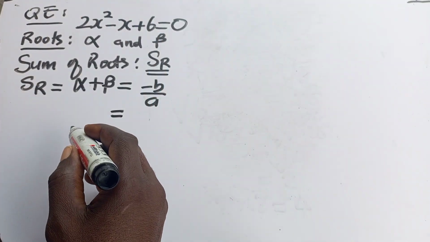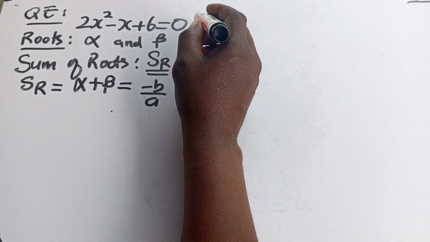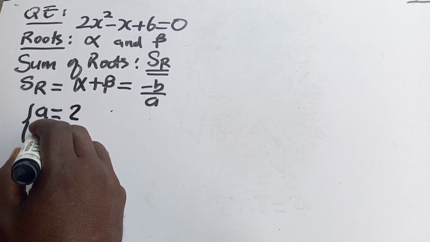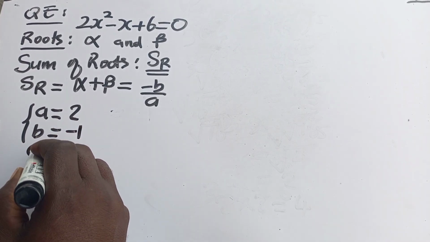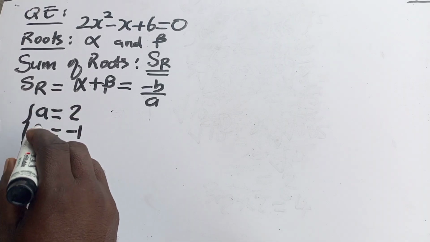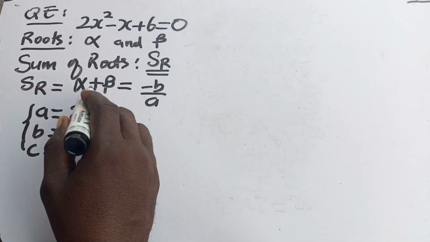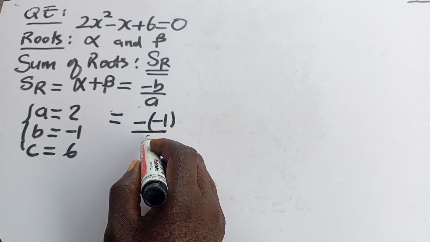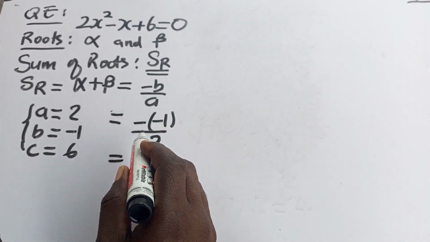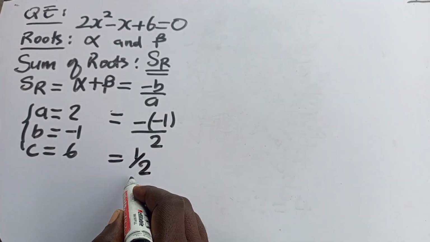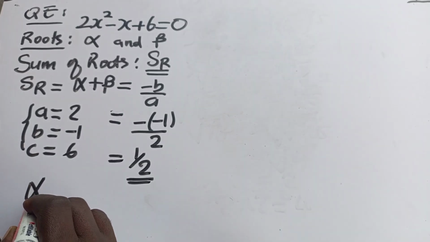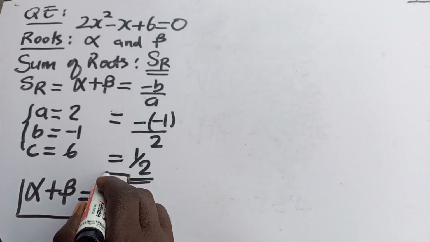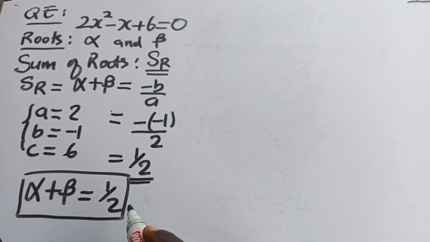Now, if we look over there, we were supposed to first of all collect our coefficients. We know that our A is 2, our B is the coefficient of x, and our C is the constant term. So our A is 2, B is -1, C is 6. So for sum of roots, we will now put it as minus of minus 1 all over 2. Negative multiplied by negative is positive, so our result is a half. All right, so we'll say alpha plus beta, which is the sum of roots, is a half. Very, very capital information. That's our very first capital information that we have.